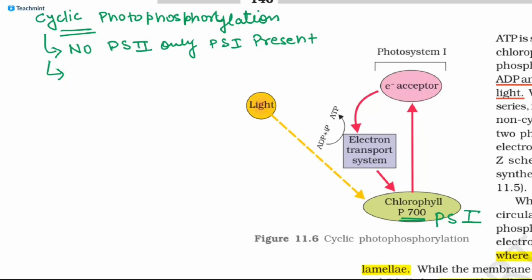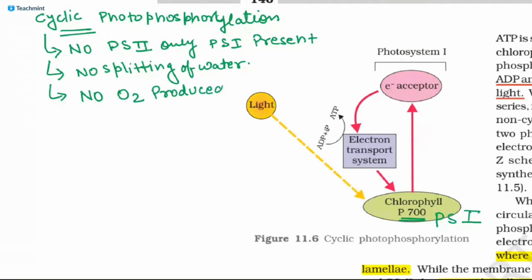Rest of the points you can conclude on your own. No photosystem 2, no splitting of water. If there is no splitting of water, it means no electron and no oxygen. Electron can come from anywhere, it's not only from water, but here no splitting of water means no oxygen is produced.